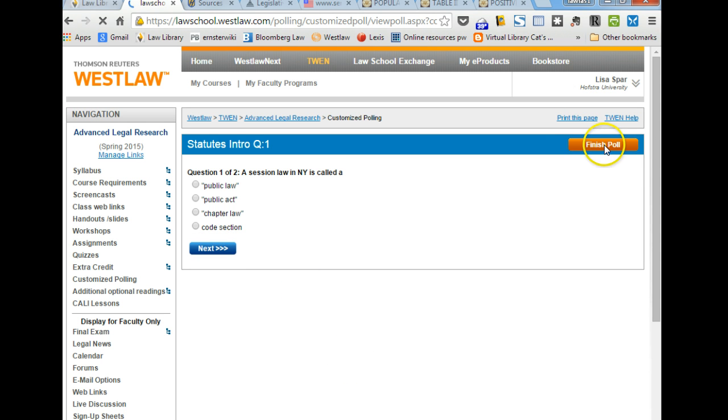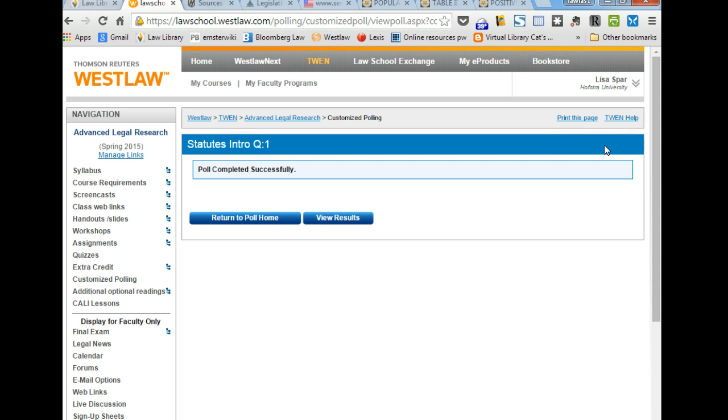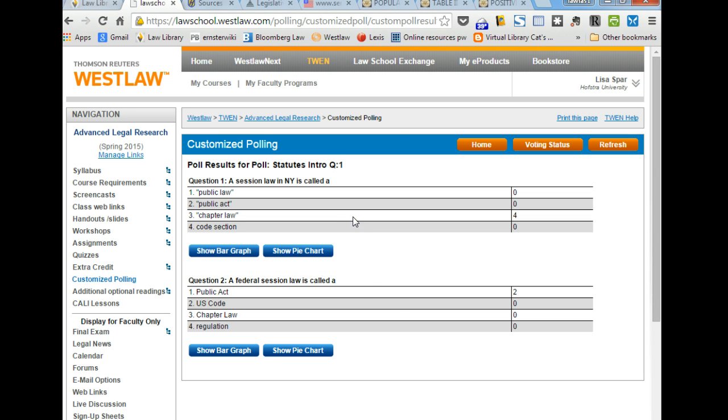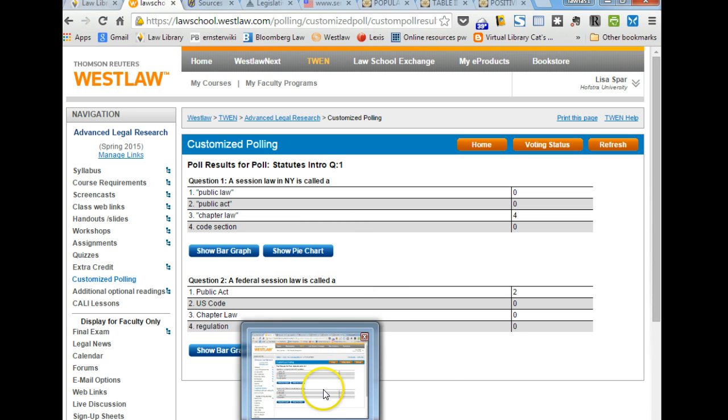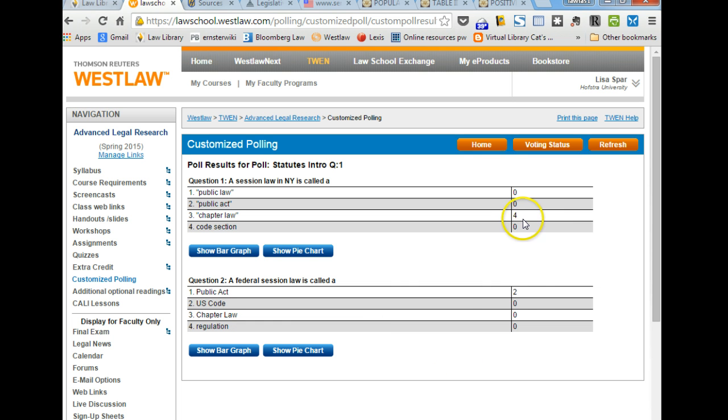Okay, so let's finish the poll and view results. Everybody got chapter law, and question 2 wasn't fair, so we're throwing that out. But a federal session law is called a public law.